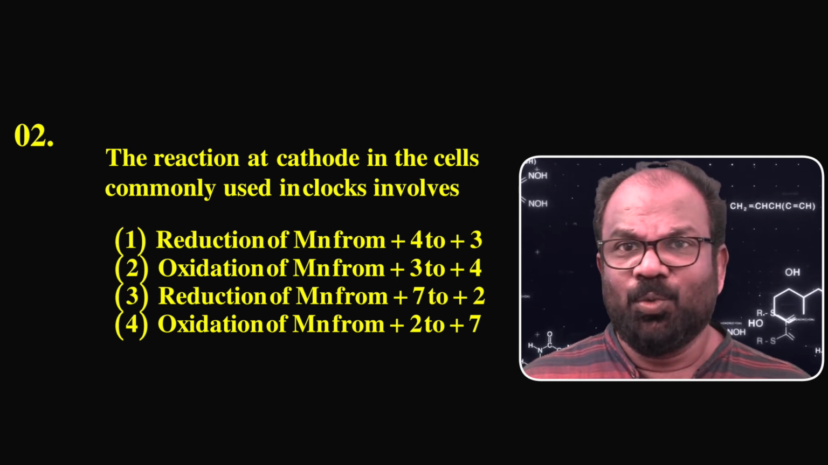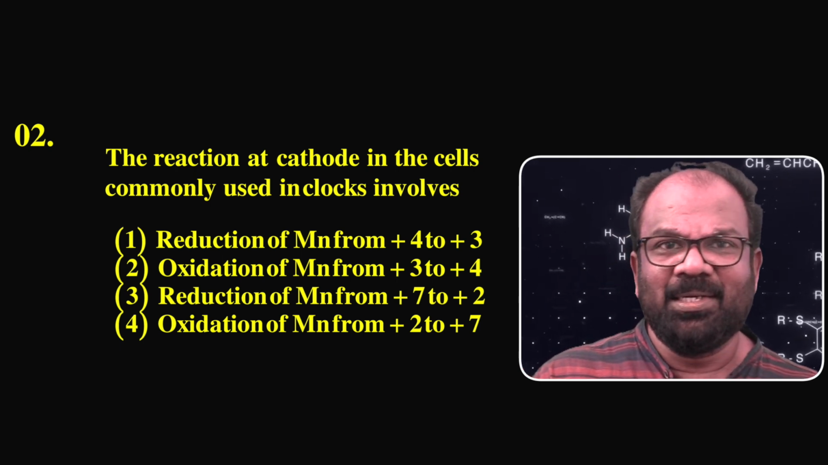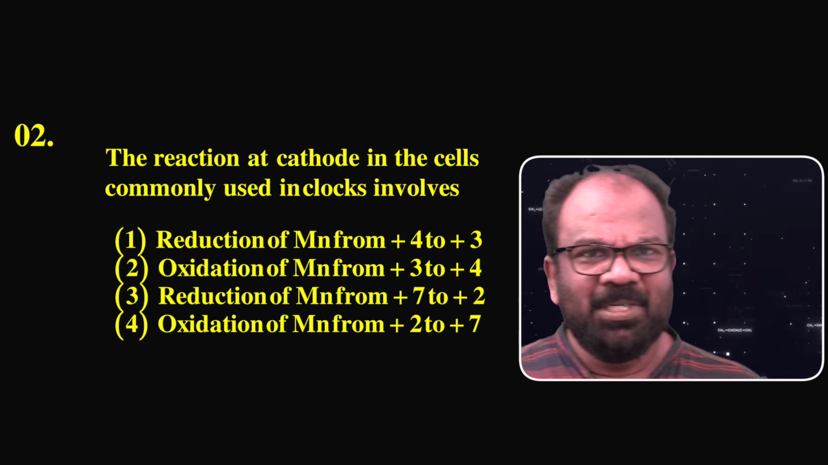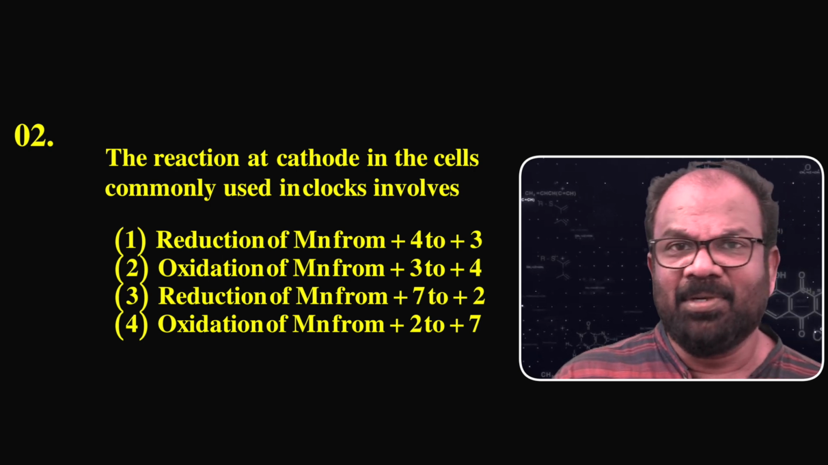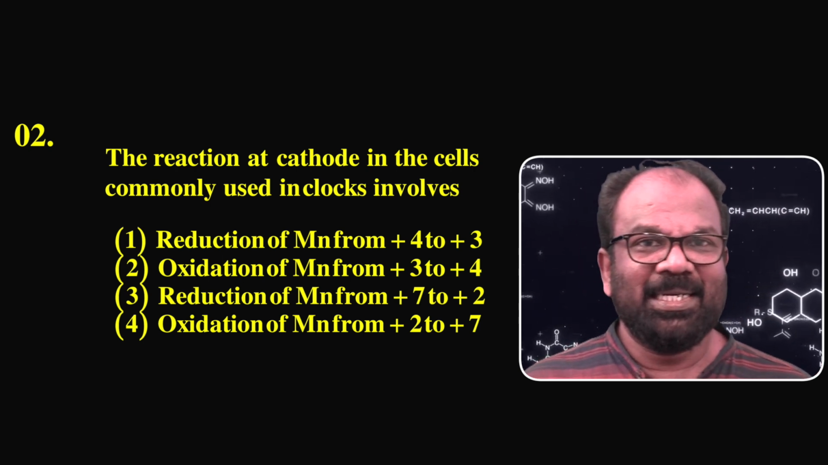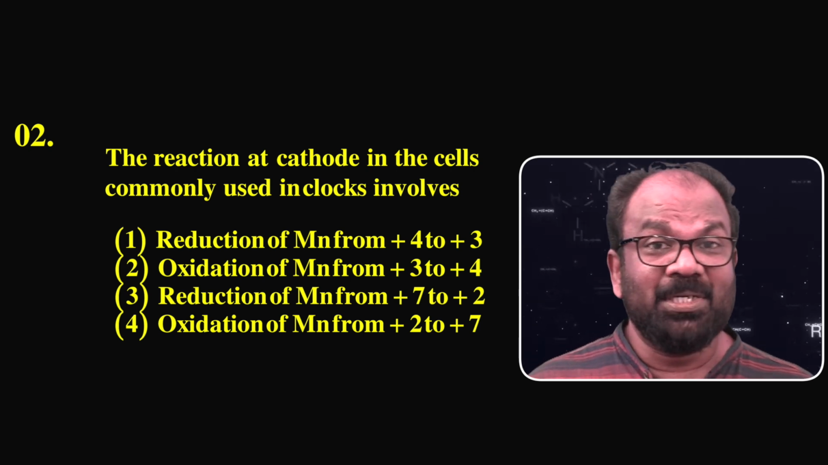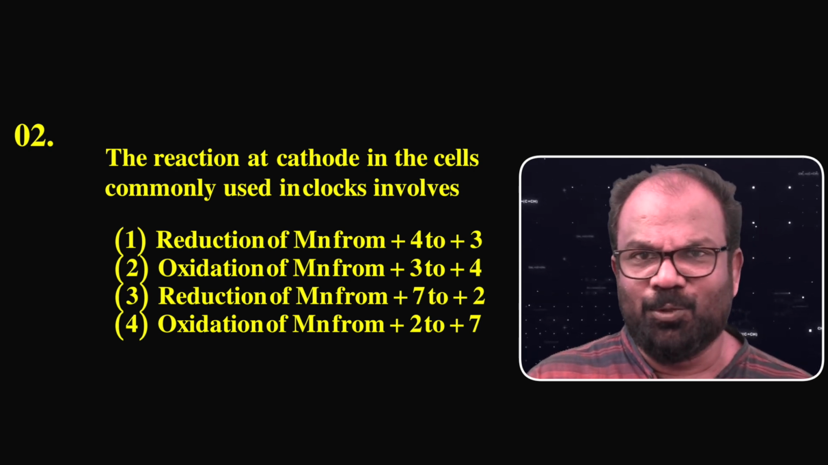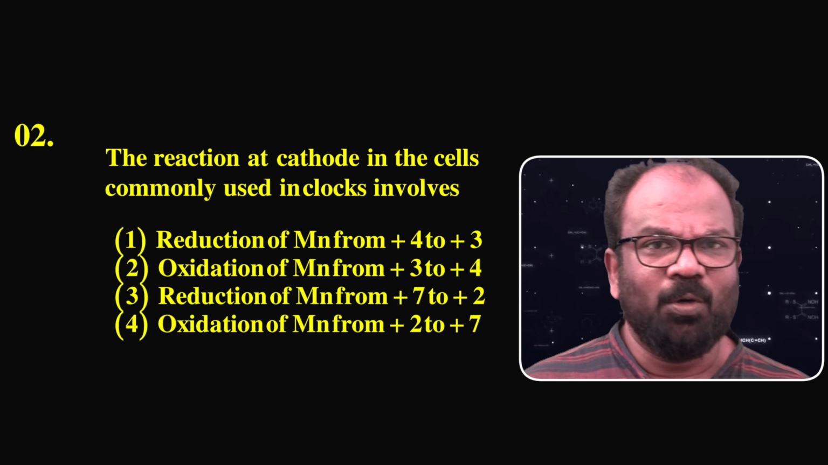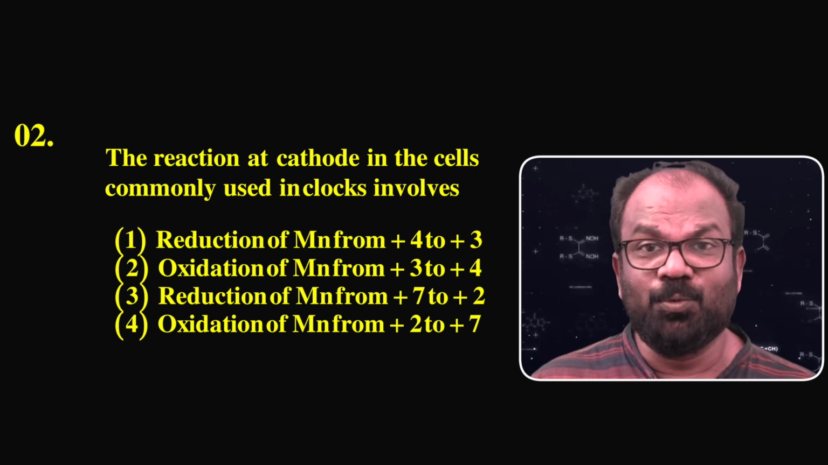Then question number 2. The reaction at the cathode in the cells commonly used in clocks involves option number 1, reduction of manganese from +4 to +3. Second option, oxidation of manganese from +3 to +4. Third option, reduction of manganese from +7 to +2. And the fourth option, oxidation of manganese from +2 to +7.